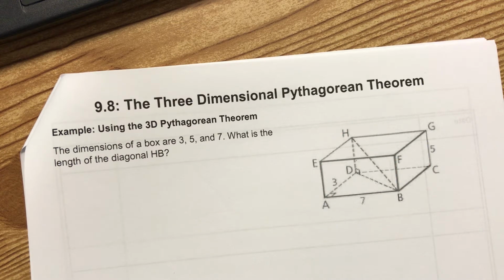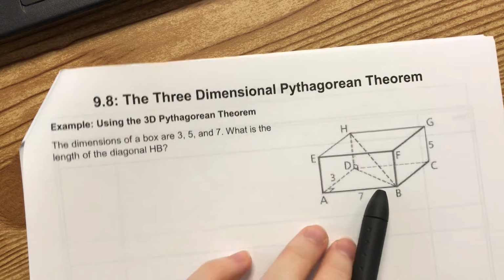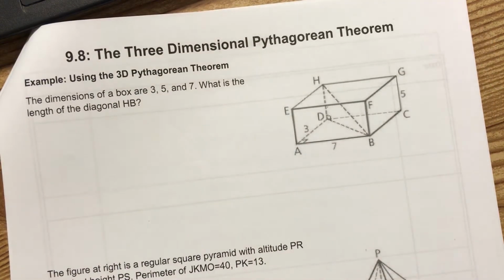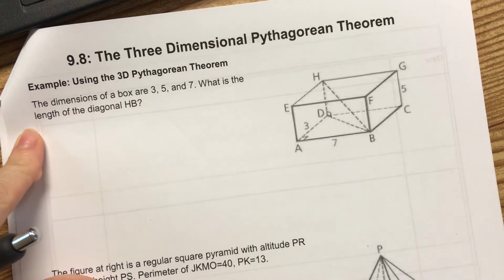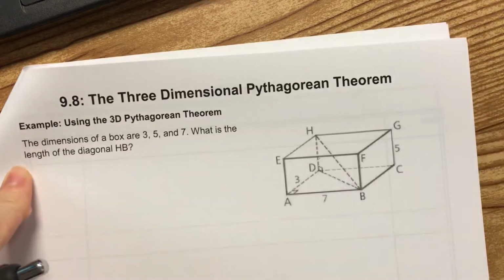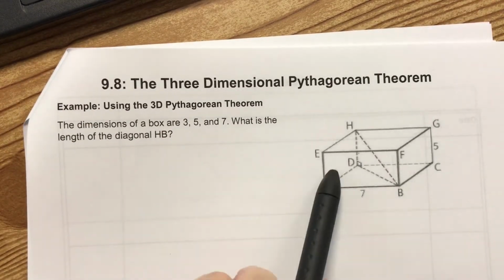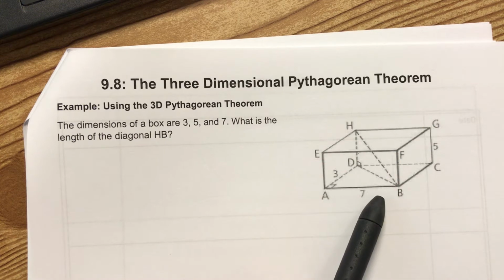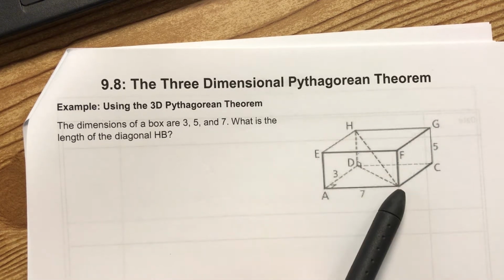So we have two shapes that we're going to be focusing on. We'll focus on rectangular prisms, and we'll focus on pyramids down here. Your homework is going to have a mix of both of those things. So first of all, this first one says the dimensions of a box are 3, 5, and 7. So they've put the 3, the 5, and the 7 there. What is the length of the diagonal HB?